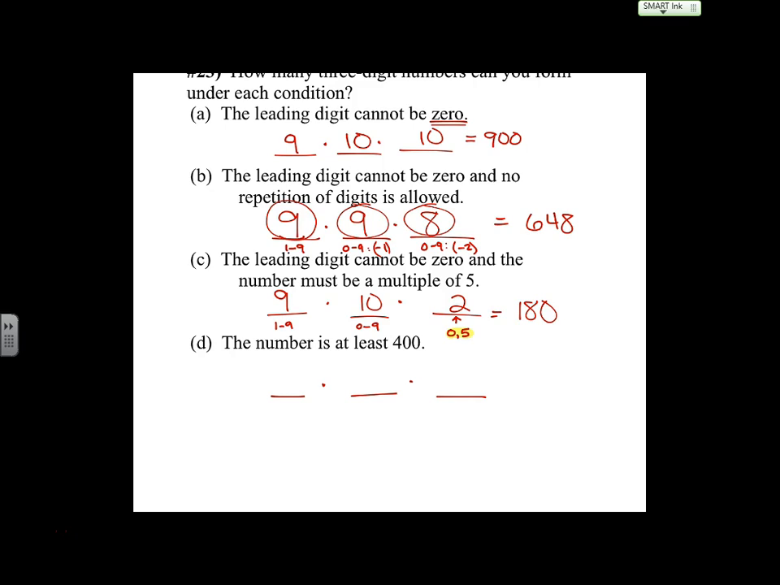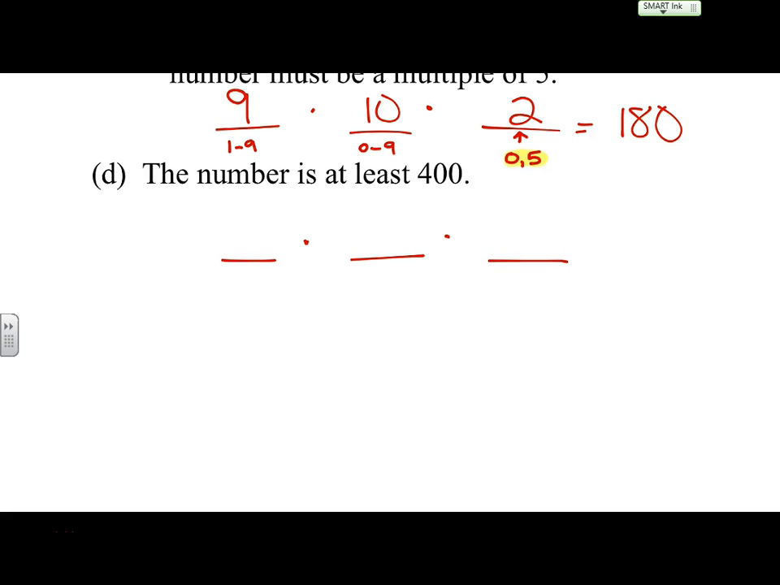And last but not least, the number is at least 400. This one's kind of hard. Unless you think of what numbers are allowed in the hundreds digit if it must be 400 or above? Isn't it 4, 5, 6, 7, 8, 9? Aren't they all good? If the hundreds digit starts with 4 through 9, aren't we okay? How many numbers are legal then? Any restrictions on tens or ones digit?